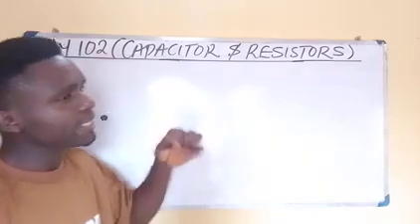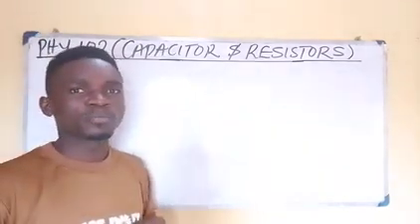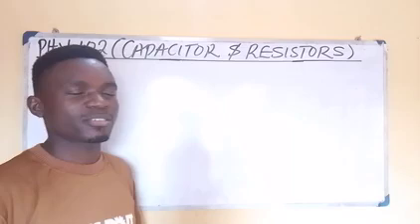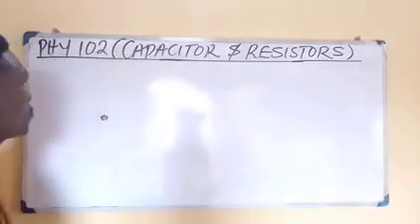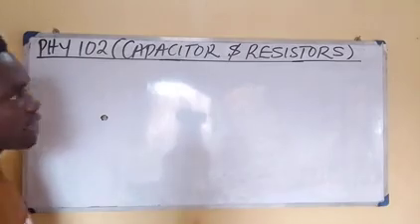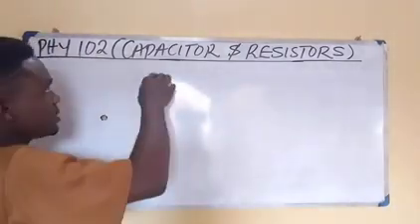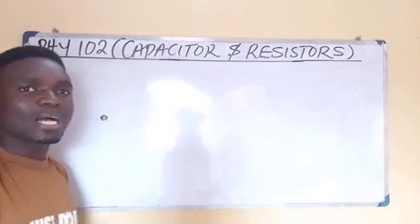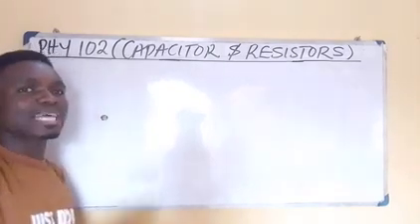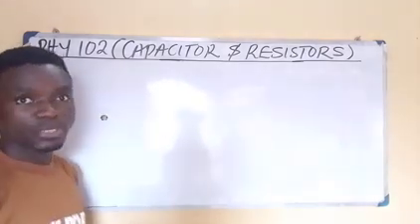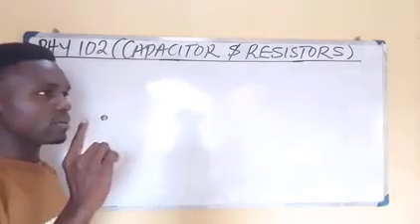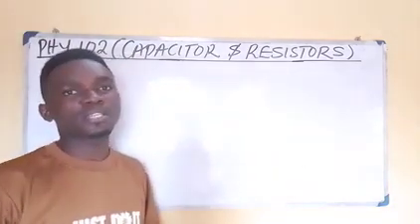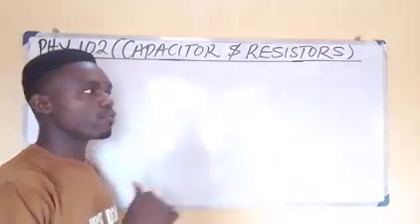Then the ability of the capacitor to store electric charges is called the capacitance of what? The capacitor. Capacitors store electric charges. Good. And please take note that the fundamental or standard unit of electric charge is the coulomb.